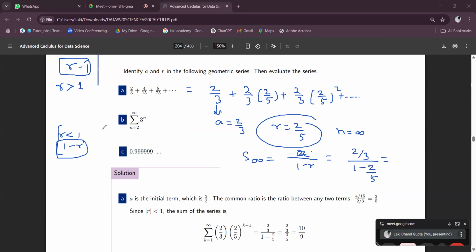This is only for when you get a positive value. So 2 over 3, 5 minus 2 over 5. So 2 over 3, 3 over 5, 10 over 9. 10 over 9 is the answer. 1.1111. This is your answer. Okay. Understood?